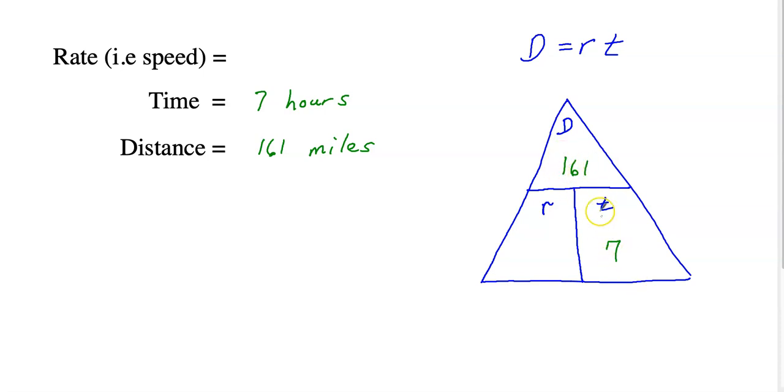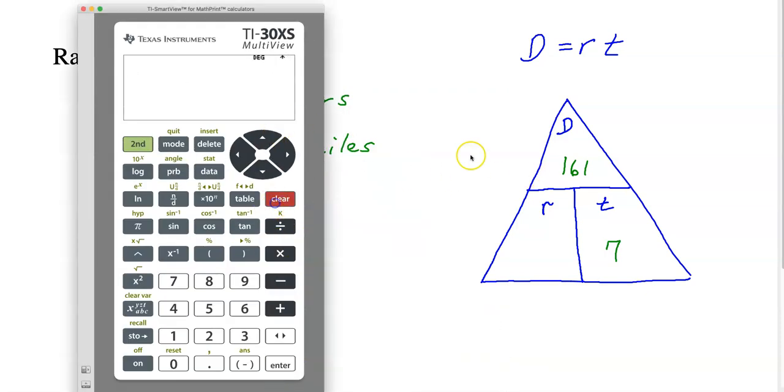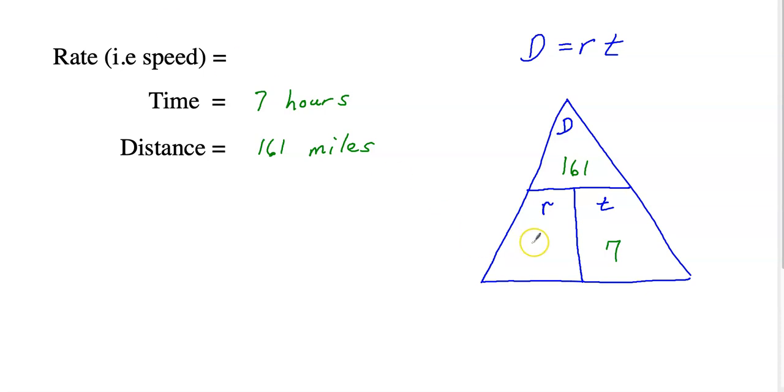Well, I have two numbers on top of each other, so I'm going to take 161 divided by 7 to get the rate. In other words, to find the rate, I'm taking the distance divided by the time. So 161 divided by 7. And that gives us 23. So the rate or speed is 23, and it's going to be miles per hour from right here, miles per hour, mph.